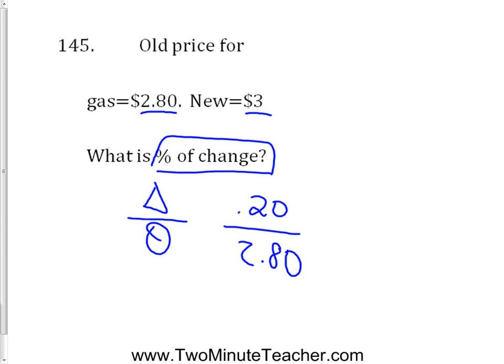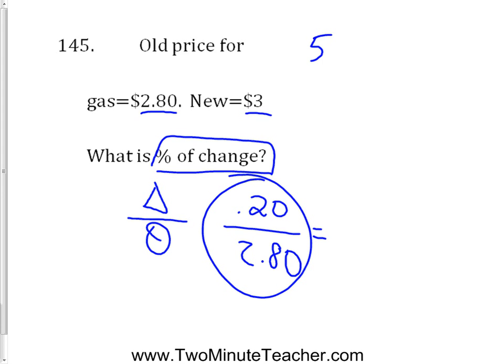It's really easy to get confused on which to divide by. You divide by the older or the original price. All right? So 280, 20 cents divided by 280 comes out to like 7.1%. You'd have to do a long division to get that. But if you had left it this way, I would have understood what you meant.